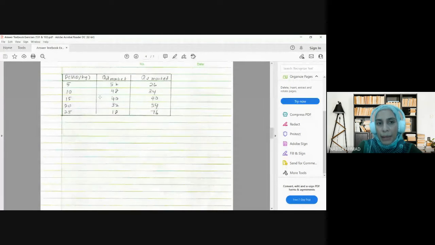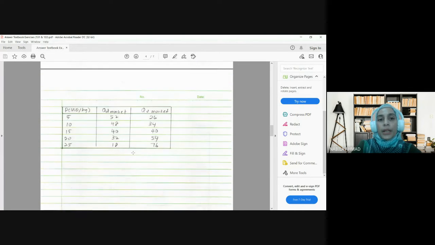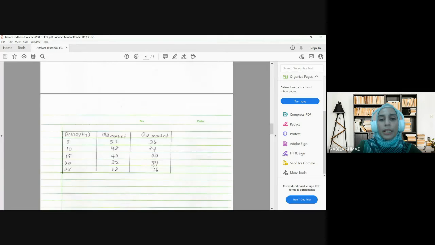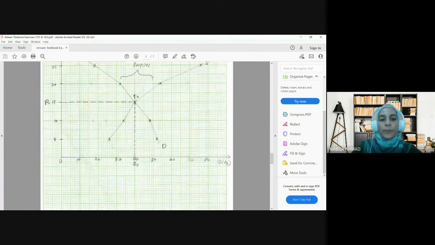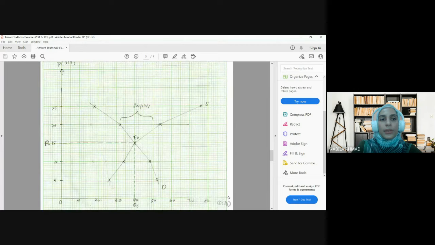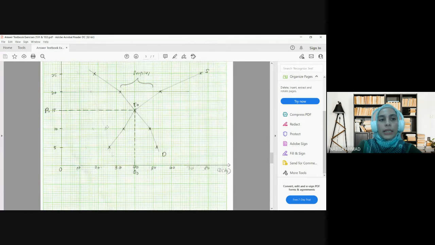Okay, dah dapat market ni, lukis information ini yang awak lukis dalam market equilibrium. Bila awak lukis, awak akan dapat macam ni lah. This one. Right? So this is the price, this is the quantity. Okay, so you have the equilibrium price at $15, equilibrium quantity is 40 kilogram.